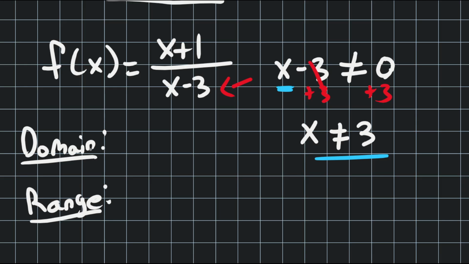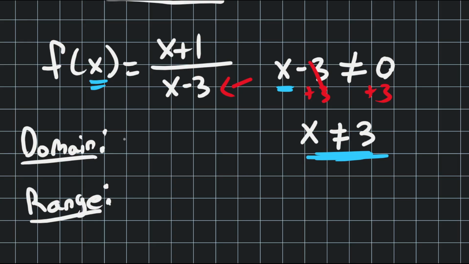The domain and the range. Okay, the domain and the range right here. And let's talk about the domain. So what are all the possible x values, all the possible inputs? So our input in this function is x. What can x be? Well, we know what x can't be. x cannot be 3. So x can actually be any number except 3.